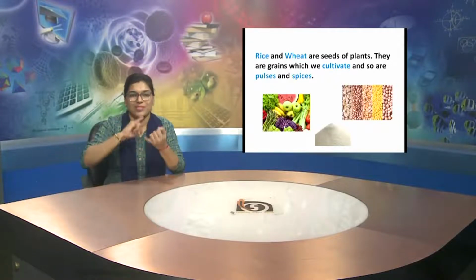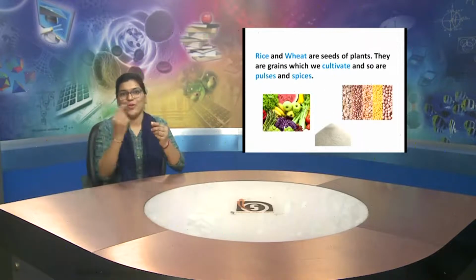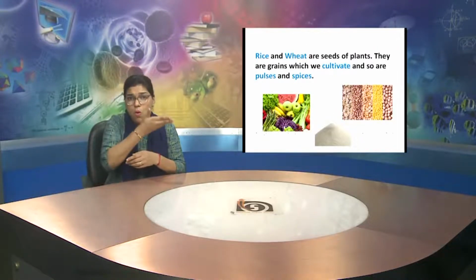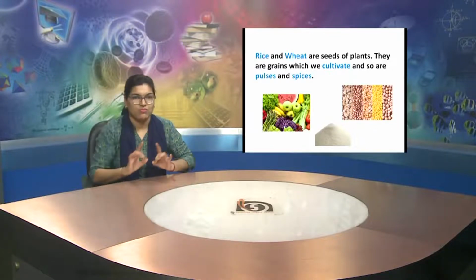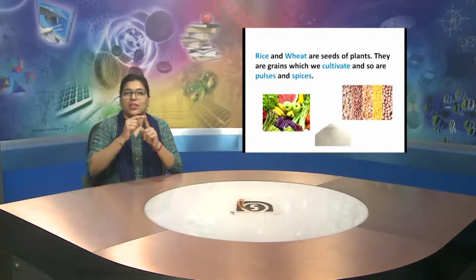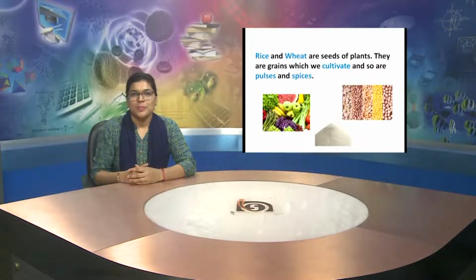The main two staple foods are rice and wheat, and these two are also the seeds of plants. These are the grains which we cultivate, and similarly we get pulses and spices.